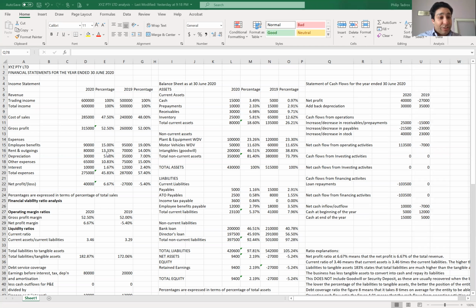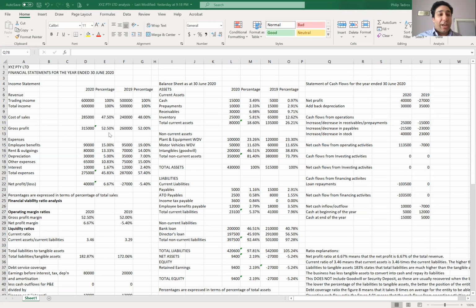Employee benefits and rent expense: the taxation department also has a benchmark. So let's say the industry benchmark of rent and outgoings they've set at 15 to 25% of the total income, and your business's rent and outgoings is at 13%. It's slightly under the benchmark, but you may need to respond if there are compliance matters that are going to come to you with questions. You need to be prepared with a response as to why it's not within the benchmark.